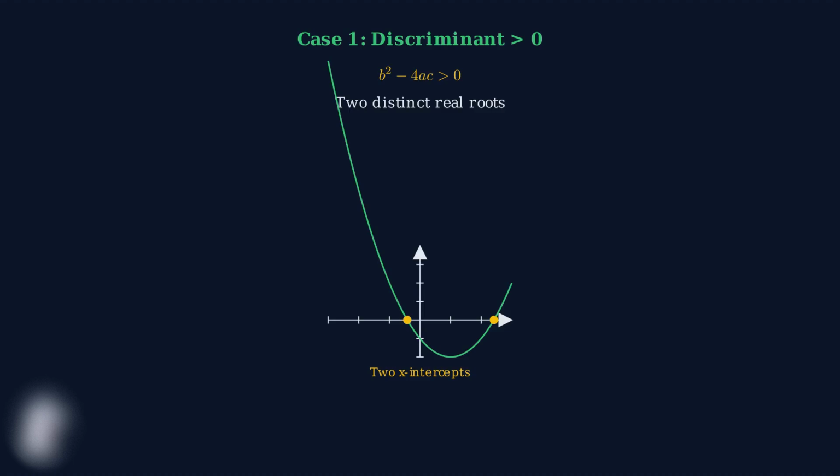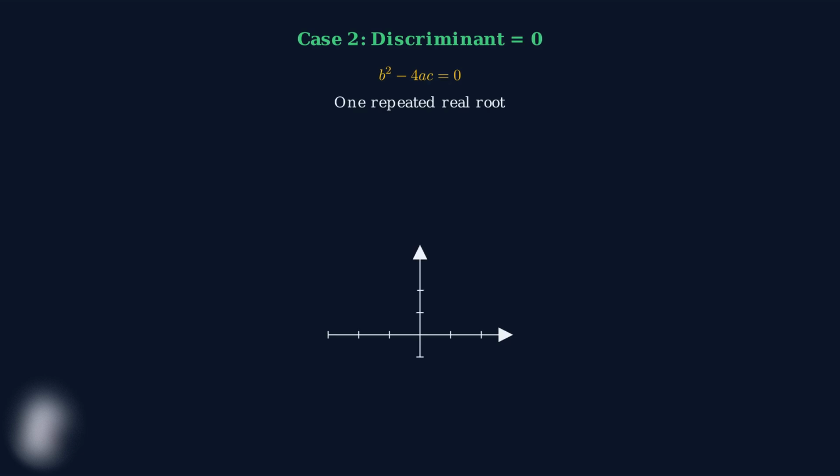When the discriminant is positive, we get 2 distinct real roots. When the discriminant equals 0, we get exactly 1 real root, which is actually a repeated root. The parabola just touches the x-axis at one point. When the discriminant is negative, we get 2 complex roots. The parabola doesn't intersect the x-axis at all, but the sum of roots formula still works perfectly.